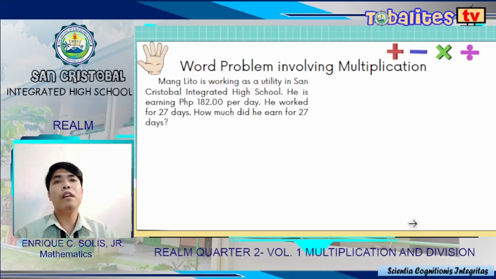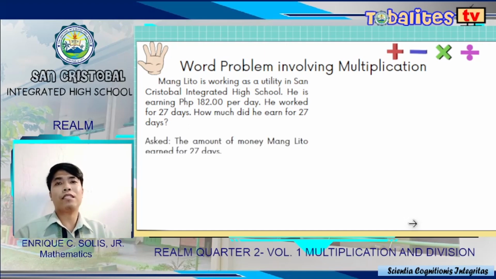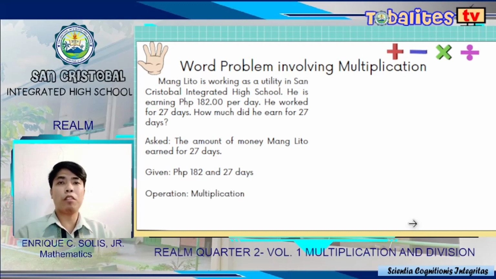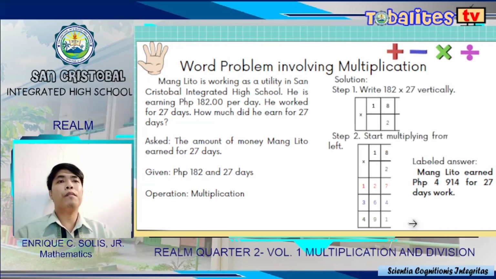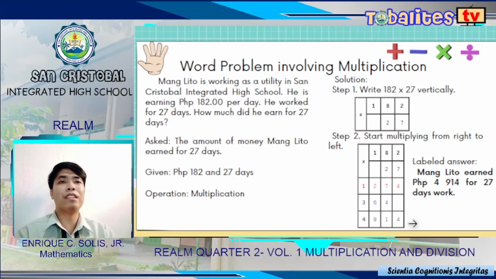So, in solving word problems, we must first find what is asked. The ask in the problem is the amount of money Mang Lito earned in 27 days. Next is the given. We have the 182 pesos and the 27 days. Next is the operation to be used, which is multiplication. And for our step 1, we are going to write 182 times 27 vertically.